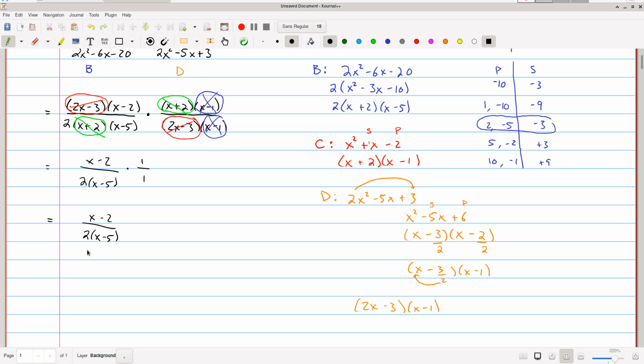Now you could leave your answer in this form, or you could rewrite by distributing through in the denominator to give us x minus 2 over 2x minus 10. Either one of these two answers would be acceptable.